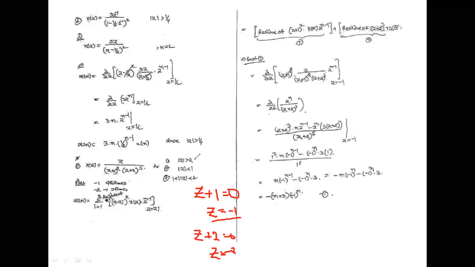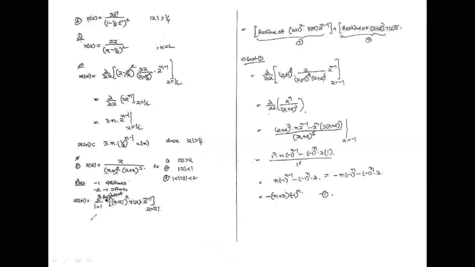And they're asking us to find out the ROC when z is greater than 2 towards the right side, z is less than 1 towards the left side, and in between 1 and 2 also. Given the ROC, we have to find the inverse Z transformation x of n. Got it, my dear friends? So using z is equal to minus 1 two times and z is equal to minus 2 three times, by using the residue method.